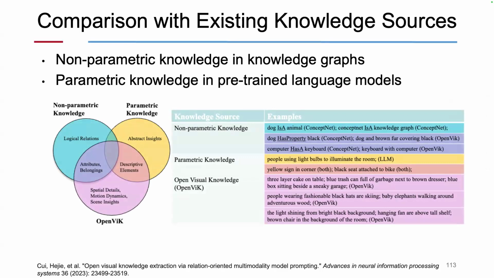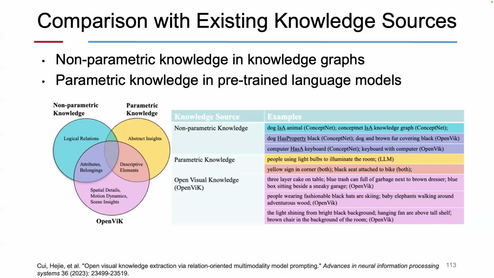Non-parametric knowledge is more like the knowledge that people put in a knowledge graph, like ConceptNet or Freebase, this kind of more traditional knowledge graph. Parametric knowledge is always associated with a model, like a recent large language model. Basically, you can always ask the model to generate knowledge. This knowledge is called parametric knowledge. It's bound to a model.